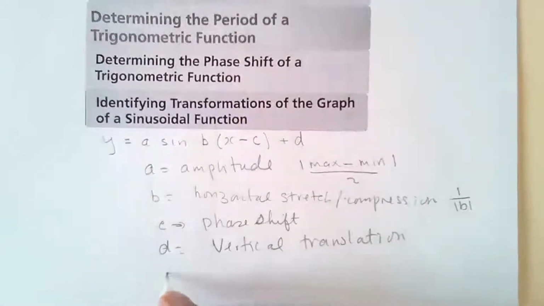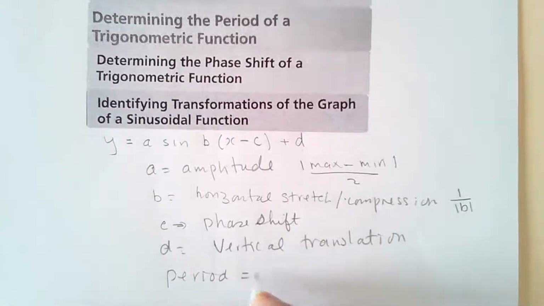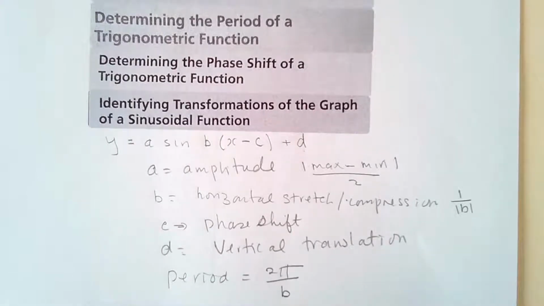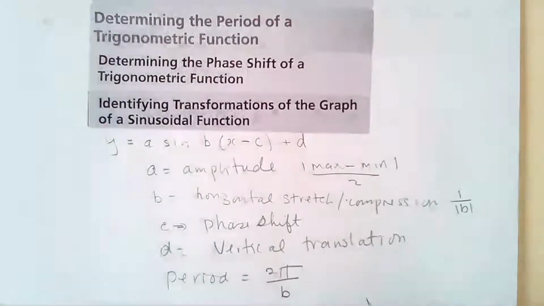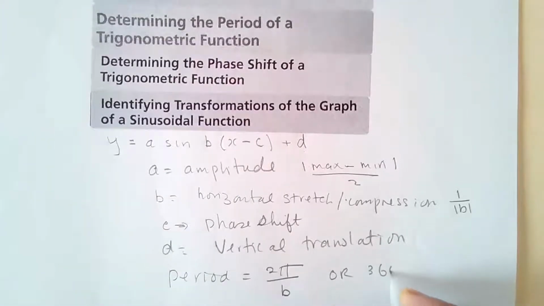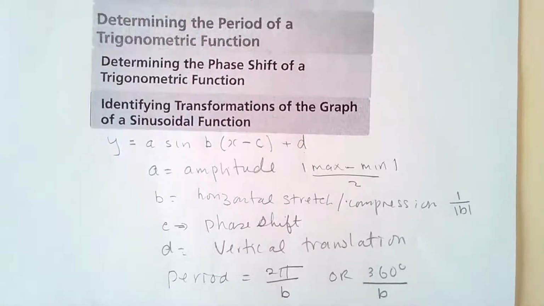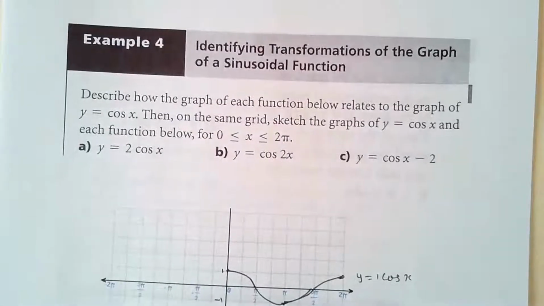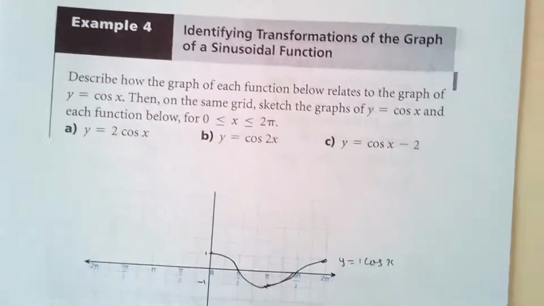We also said that the period is equal to 2 pi over b. And vice versa, b is equal to 2 pi over the period, or 360 degrees over the period if working in degrees. So we'll put all of these together to answer the assignment questions. Let's look at the first one.